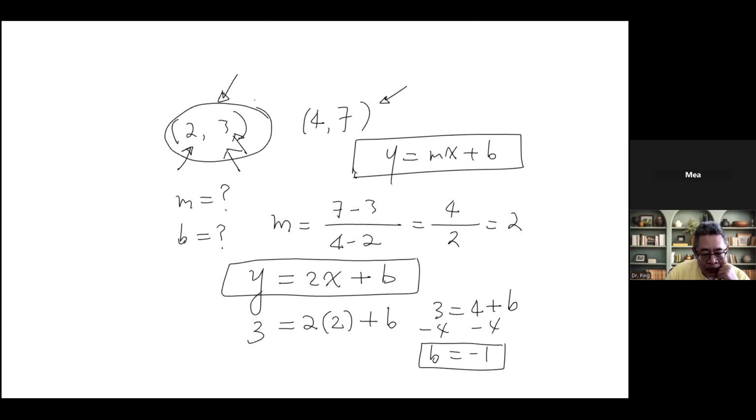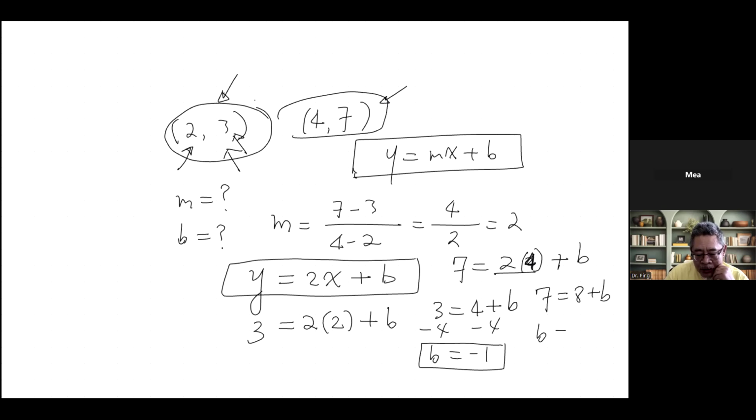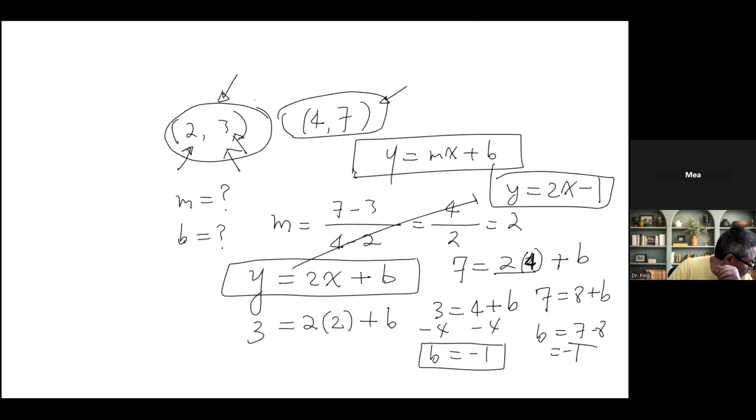If we plug in the other point, what we got here is 7 equals 2 times 2 plus b. Sorry, this is 4, not 2, because x is 4. So 7 equals 8 plus b. Then b will be 7 minus 8, also equal to negative 1. So either way, we find b. The equation we got here is y equals 2x minus 1, which is the equation for the line that contains those 2 points. Good?